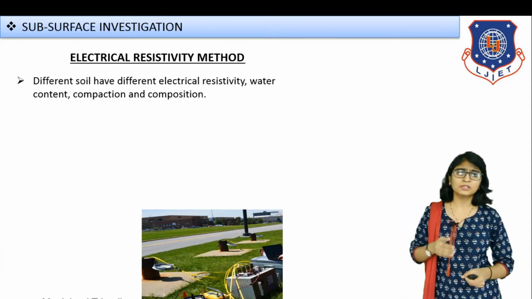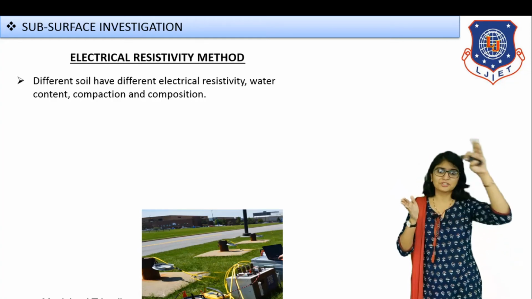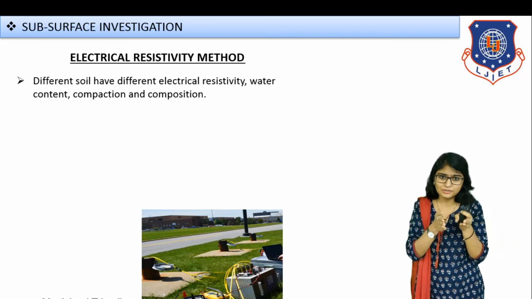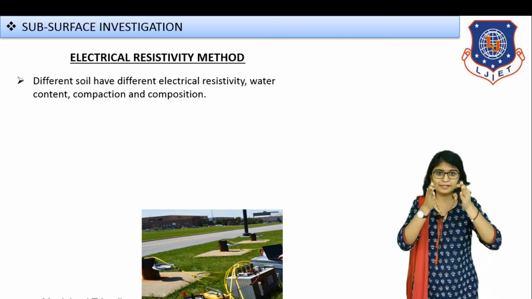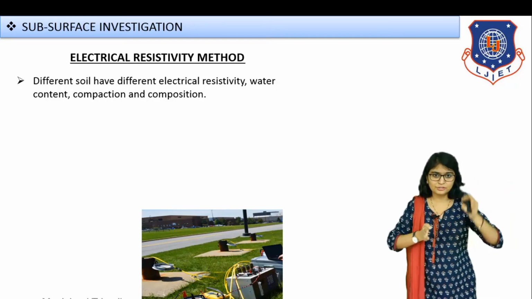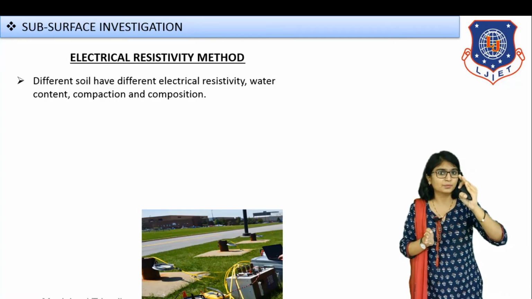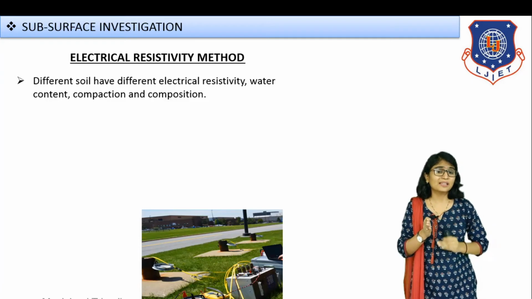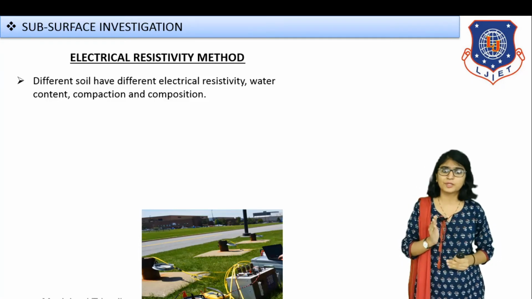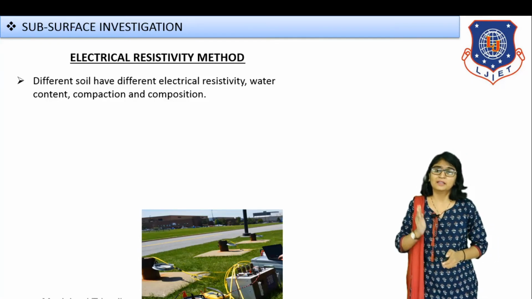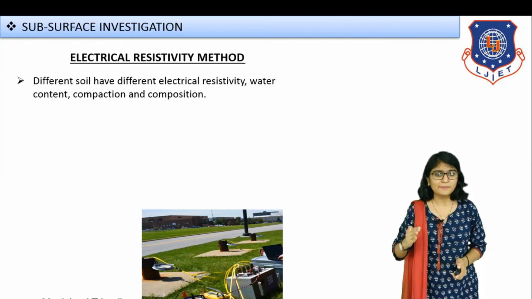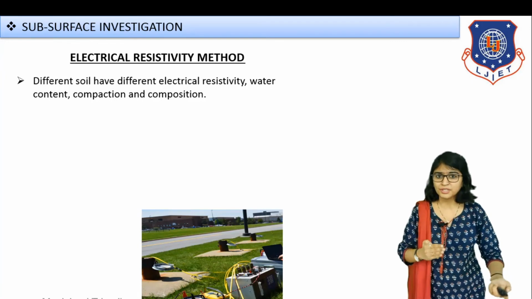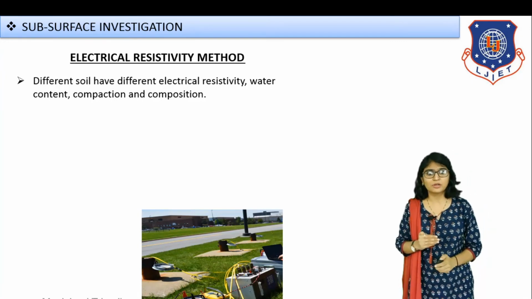So what we will do is we will pass the electric current, and because of this electric current there will be a potential drop in the inner 2 electrodes, and that potential drop is going to be recorded in the potentiometer. So what you will get over here is the electrical resistivity of the particular soil, and like in the seismic refraction method, this electrical resistivity is further used to derive other physical properties of the soil.